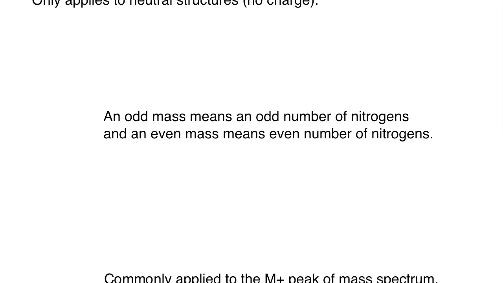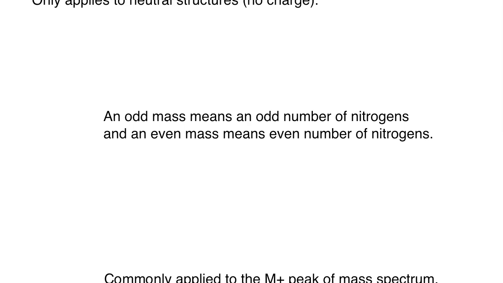If you have an even or an odd mass number, and when I'm talking about that, we're referring to the M plus peak. So if you don't know what I'm talking about there, we have another video distinguishing the M plus peak and the base peak for mass spec, so you can check that out as well. So if you have an odd mass number, you have an odd number of nitrogens, and if you have an even mass number, you're going to have an even number of nitrogens.